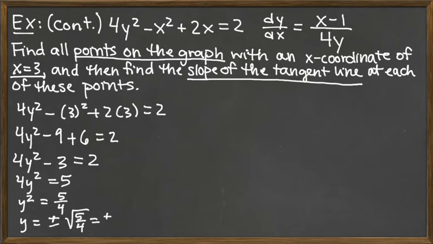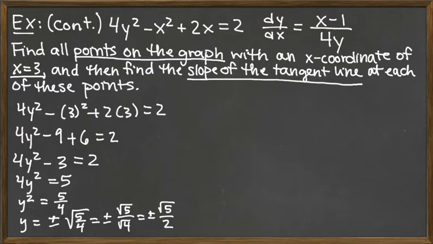Now we can use exponent rules, which are really the same as our square root rules because we understand the square root is the power 1/2. So we can take the square root of the top over the square root of the bottom using these exponent rules. And 4 is a perfect square, so we can clean this up just a little bit here. And we have the y values of plus or minus root 5 over 2.